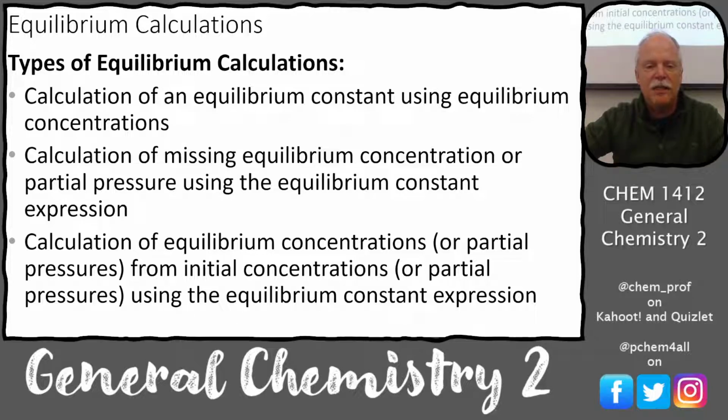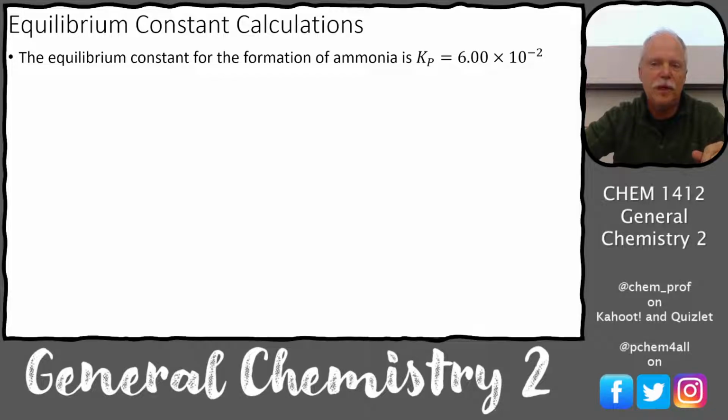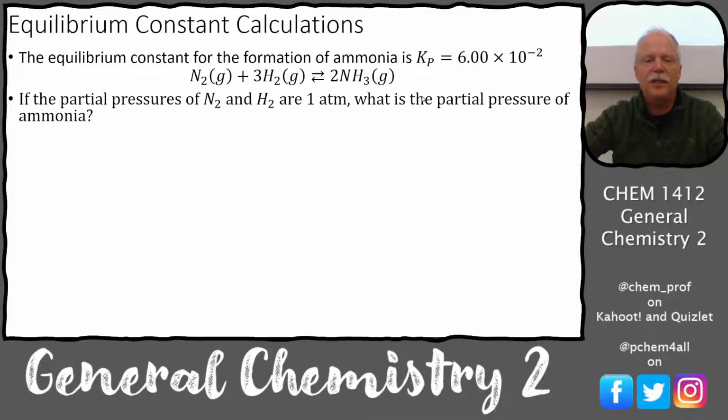Sometimes you can calculate the concentrations from initial concentrations using the equilibrium constant expression. So we'll go through all of these different types of calculations. If we have the situation where the equilibrium constant for the formation of ammonia is 0.06, or 6 times 10 to the minus 2, and here's our reaction. If the partial pressures of nitrogen and hydrogen are 1 atmosphere, what's the partial pressure of ammonia?